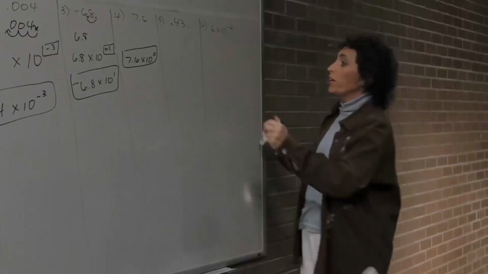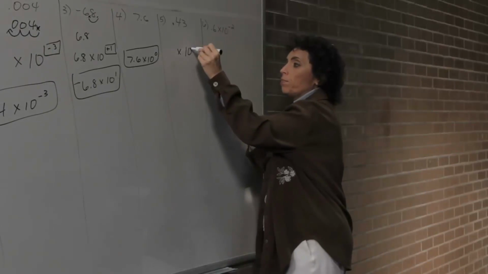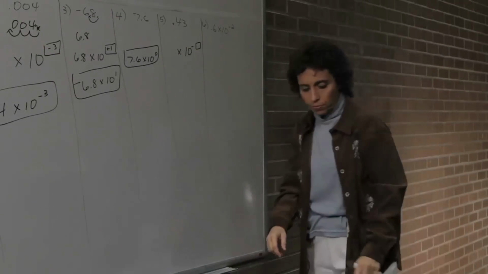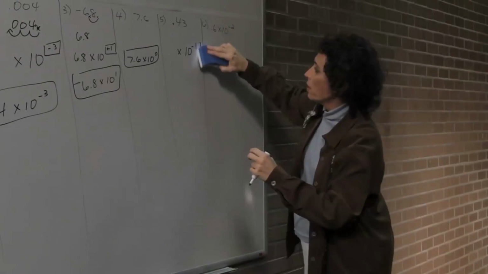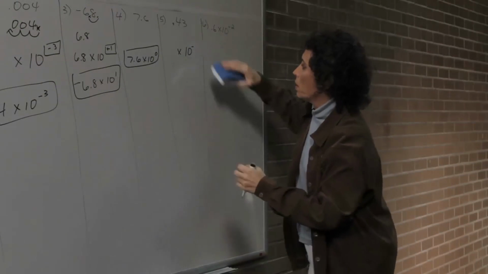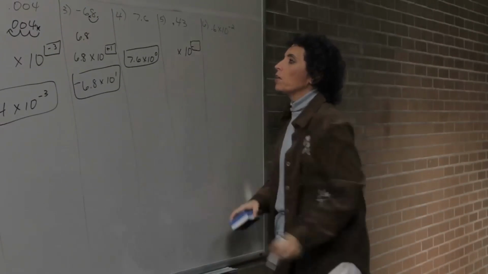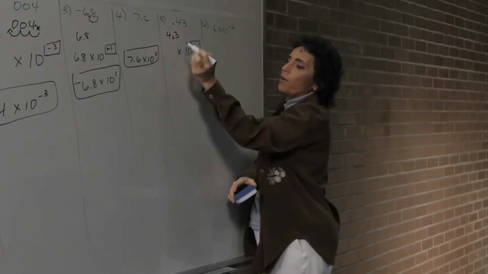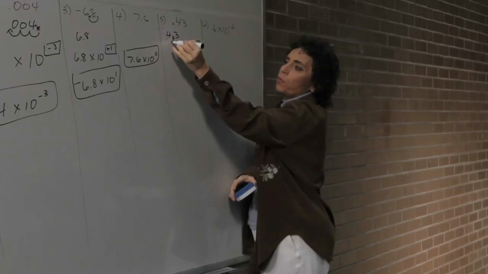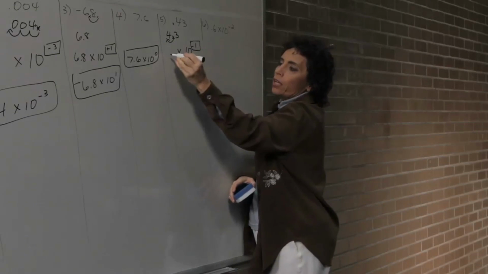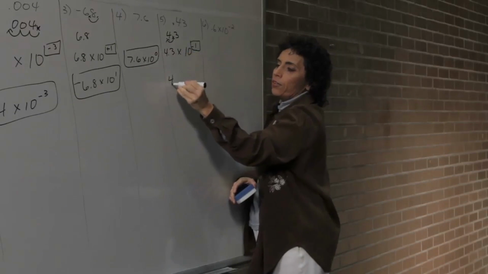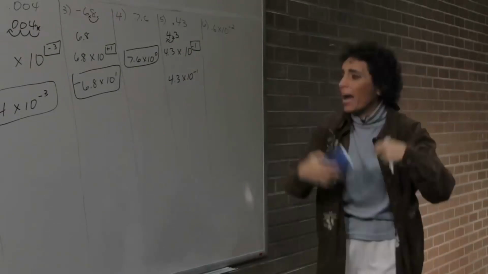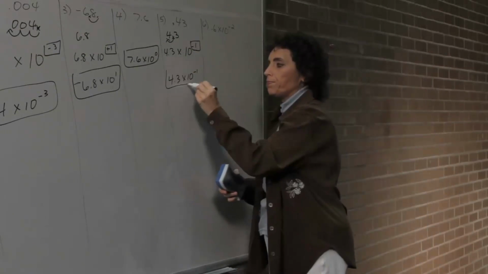0.43. 0.43 is going to be a negative exponent because it's less than 1. Okay, it's going to be a negative exponent. And where do I want the decimal? Well, I want it as 4.3. I want it right there, but it was here. So I have to move it 1 to the left. So it's 4.3 times 10 to the negative 1. And again, you can check your answer by multiplying it, putting it back in standard form, and that'll work out.